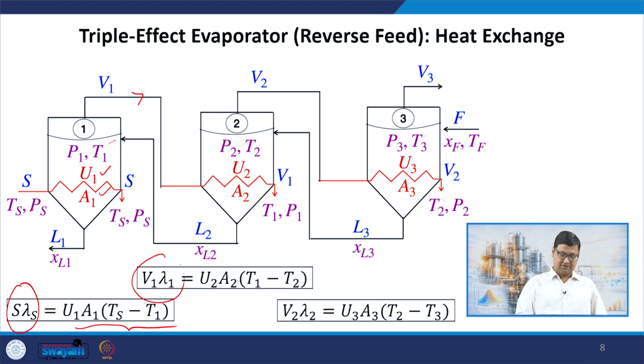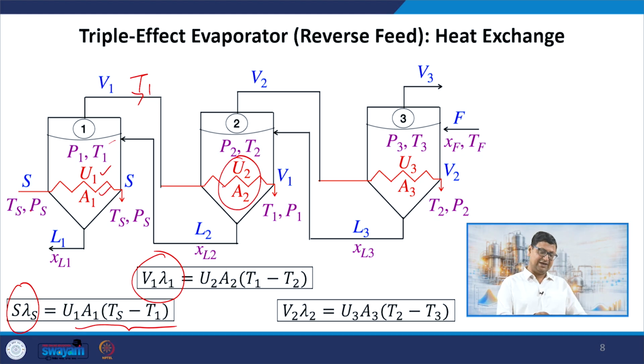So vapor is coming with a temperature of T1, so latent heat lambda 1 at temperature T1 is equal to UA delta T. So we have U2 A2 in this case, and delta T is T1 of the vapor that is coming in and T2 of the operating temperature of the effect, so T1 minus T2.